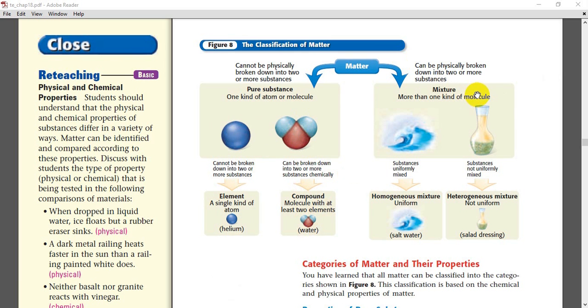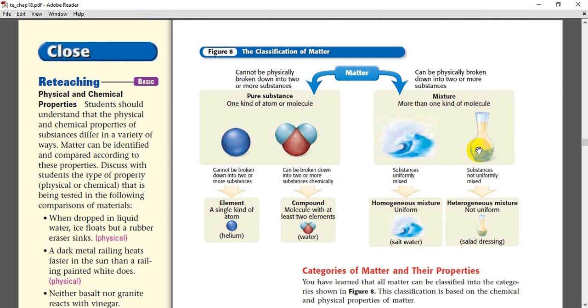Matter can be a mixture, like seawater. When they mix completely, we call them a homogeneous mixture, like salt water. And heterogeneous, when they don't mix completely or are not uniformly mixed, we call it a heterogeneous mixture, like salad dressing. This was everything for today.